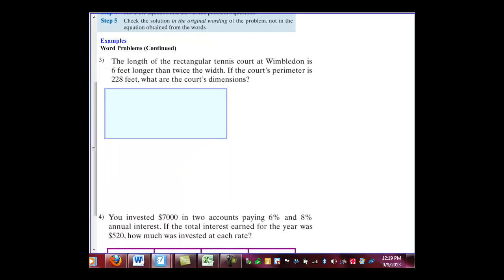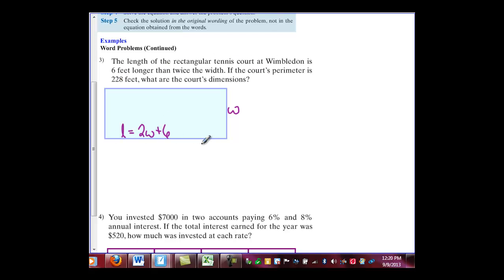All right, let's talk about it a little bit. The length of the rectangular tennis court at Wimbledon is 6 feet longer than twice the width. All right, so we have a length here. We have a width here. It tells us the length is 6 feet longer than twice the width. How do I write 6 feet longer than twice the width? Nice. 2w plus 6 or 6 plus 2w, either way. The reason I was saying that you could use this as 1 or 2 variables, we have the L here, but we don't really have to use it because we're kind of doing the substitution all at once. So the court's perimeter is 228 feet.